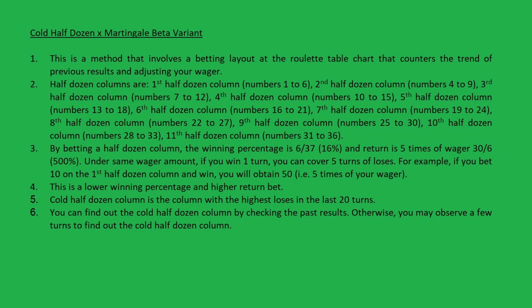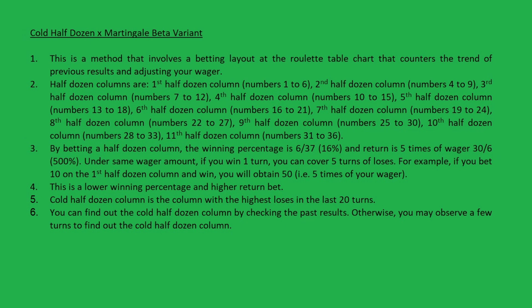3. By betting a half dozen column, the winning percentage is 6/37, 16%, and return is 5 times of wager, 30 to 6, 500%. Under same wager amount, if you win 1 turn, you can cover 5 turns of losses. For example, if you bet 10 on the first half dozen column and win, you will obtain 50, i.e. 5 times of your wager. 4. This is a lower winning percentage and higher return bet.